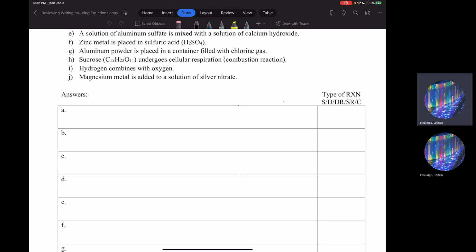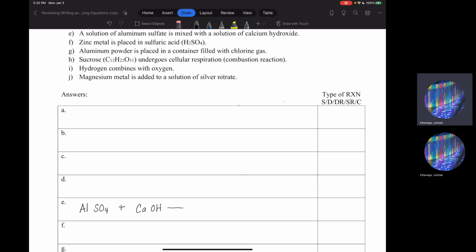Okay, guys, so we are on problem E. For problem E, we have a solution of aluminum sulfate that is mixed with a solution of calcium hydroxide. All right, so let's get it. We have aluminum sulfate. You should realize that aluminum is going to be Al. Sulfate, if you take a look at your polyatomic ion sheet, is going to be SO4. And then it is getting mixed with a solution of calcium hydroxide.